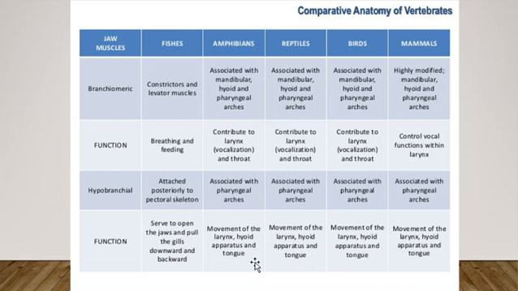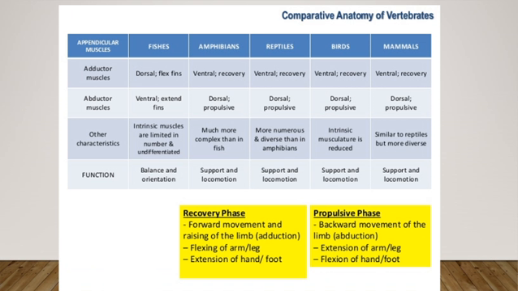While in amphibians to the mammals, it had a similar function in which it allows the movement of the larynx, hyoid, and other hyoid apparatus, and the tongue. So this is the function of the hypobranchial from amphibians to mammals. How about the appendicular muscle? In terms of appendicular muscles, we have the adductor, abductor, and other muscles, followed by the function.